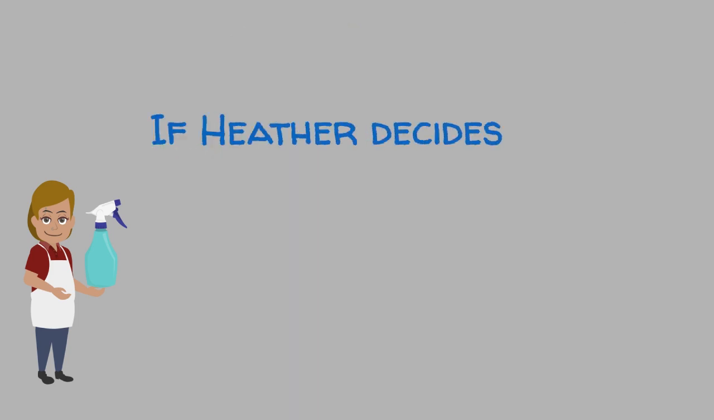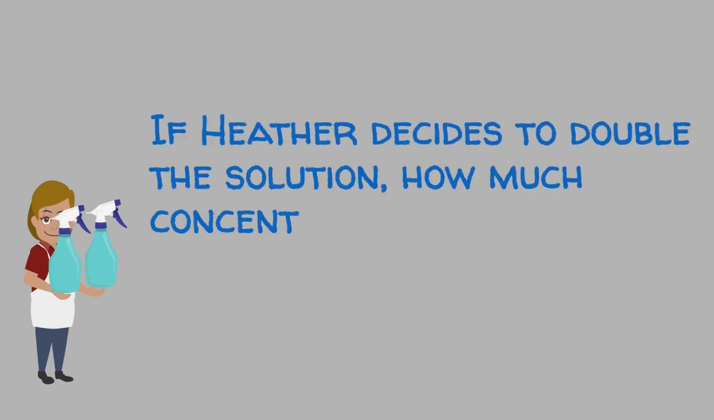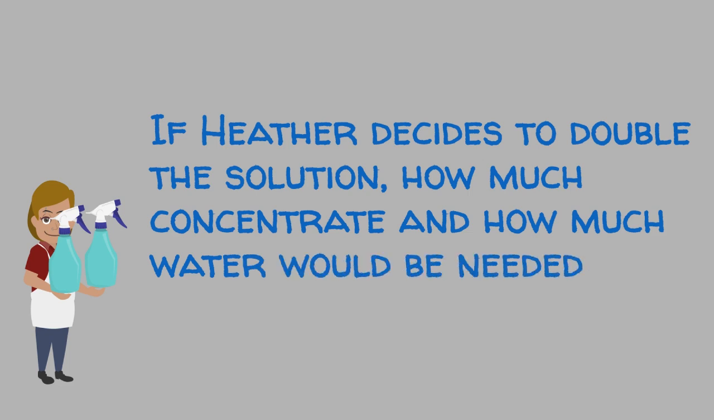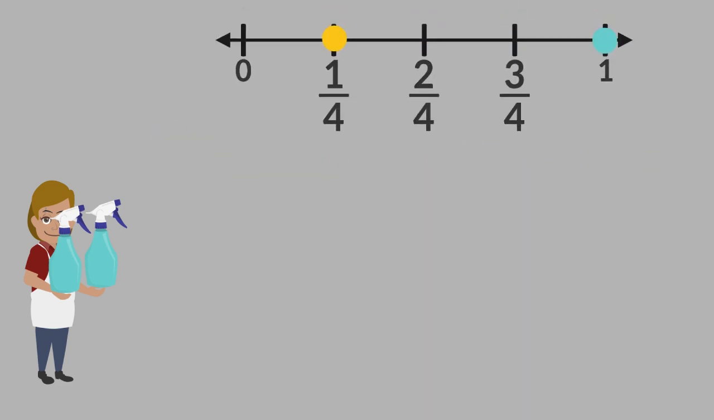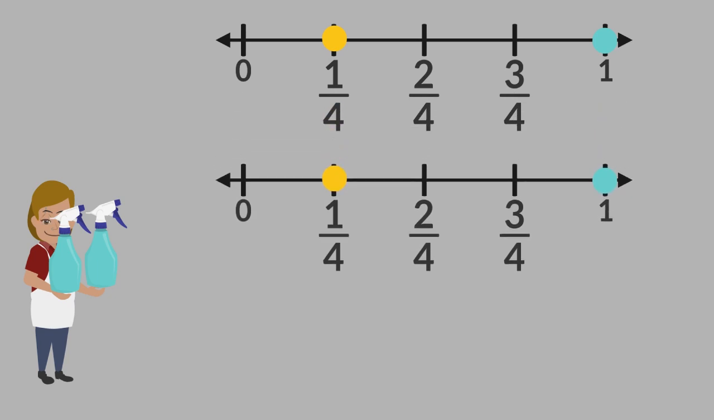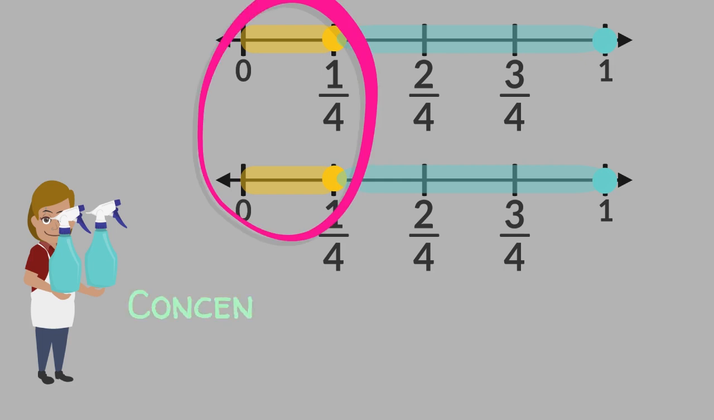If Heather decides to double the solution, how much concentrate and how much water would be needed? To answer this question, we could draw 2 sets of number lines to represent 2 times or double the solution. Counting the shaded parts for the concentrate shows she needs 2 parts out of 4 parts.